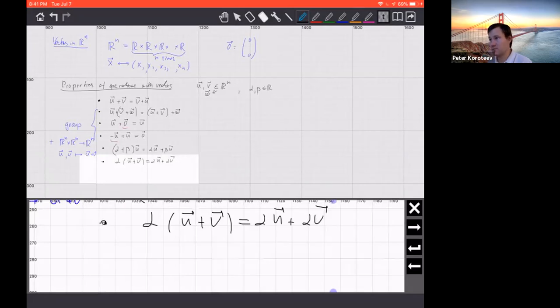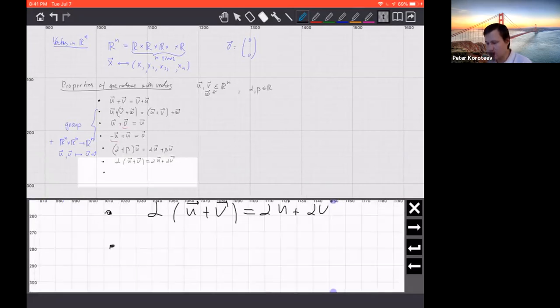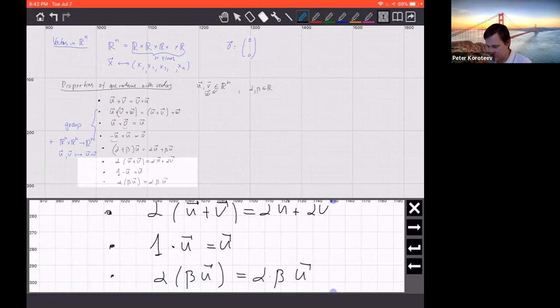Okay, and then a couple more. Now, here we're talking about multiplication, right? If you take 1 and multiply by vector u, you get vector u back. And if you multiply two numbers, alpha times beta u is equal to alpha beta times u. So there's a different algebraic structure, which is called a module.